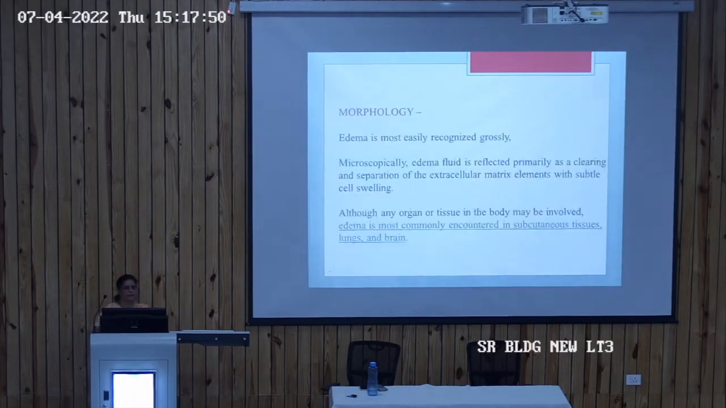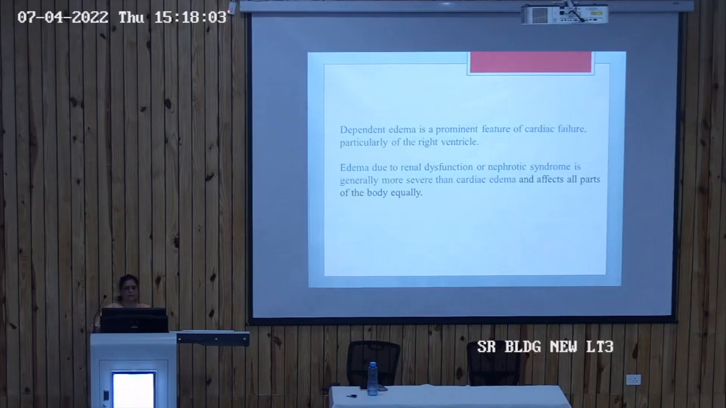Morphology. Edema is most easily recognized grossly. Although any organ or tissue in the body may be involved, edema is most commonly encountered in the subcutaneous tissues, the lungs, and in the brain. Dependent edema is a prominent feature of cardiac failure, particularly of the right ventricle. Edema due to renal dysfunction or nephrotic syndrome is generally more severe than cardiac edema, and it affects all parts of the body equally.